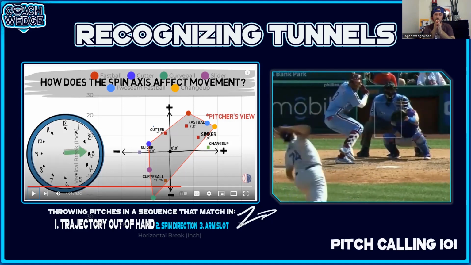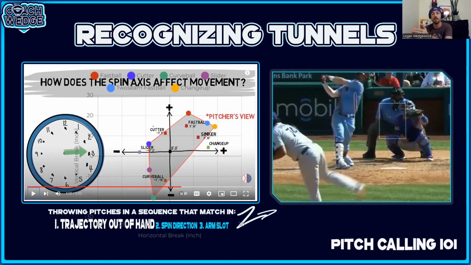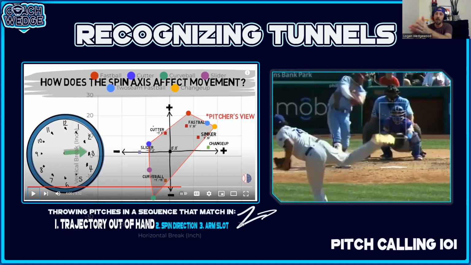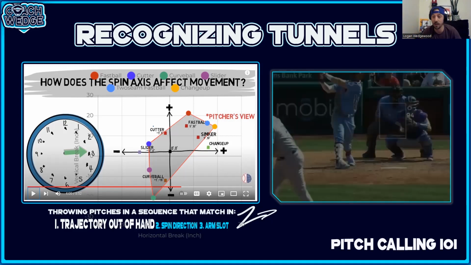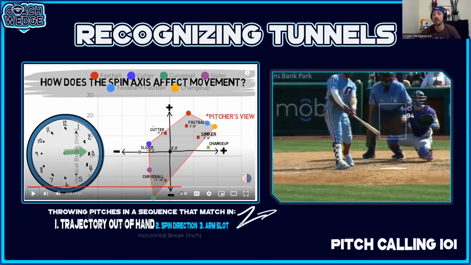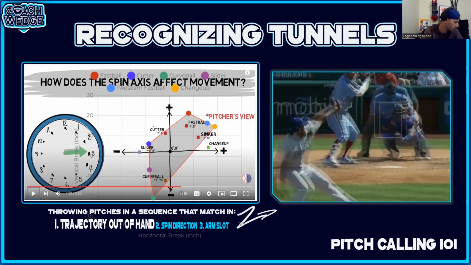Just thinking about starting in the middle and then using the corners of the plate that way, or even going on the outside, having one as a chase pitch and one as a back door that comes back into the zone. But again, thinking about the spin of the ball, make sure that it matches up. Otherwise, sometimes that cutter can look kind of like a slider.